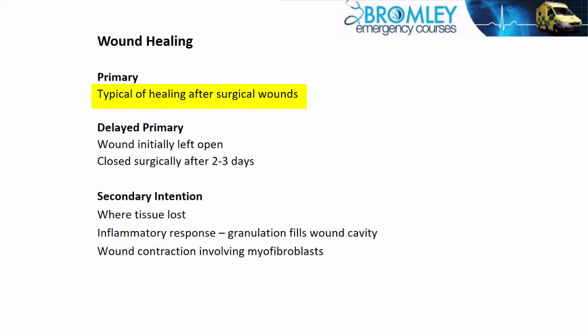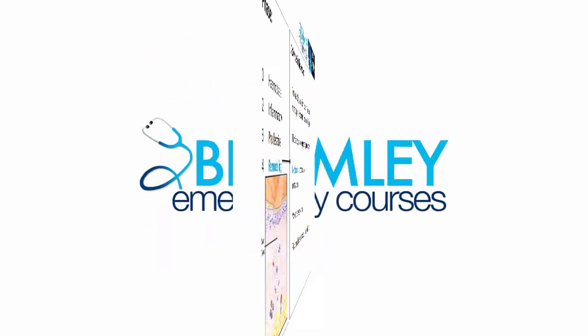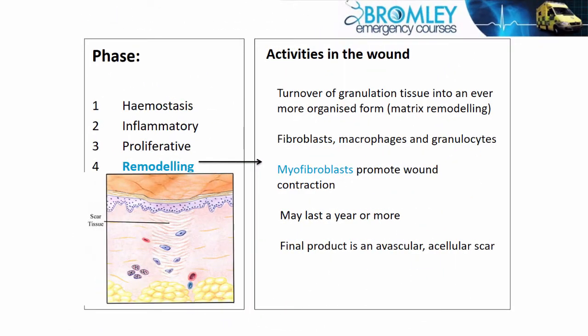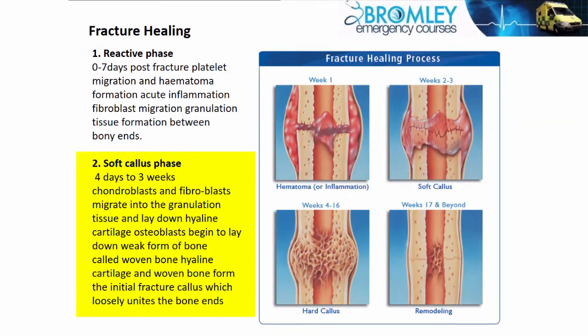So primary healing is the healing that takes place with a surgical wound, for example. We now have a closed area. It's now isolated from the external environment, but we've got a lot of granulation tissue there. And this cartilage and woven bone has some strength, but also has a degree of flexibility.